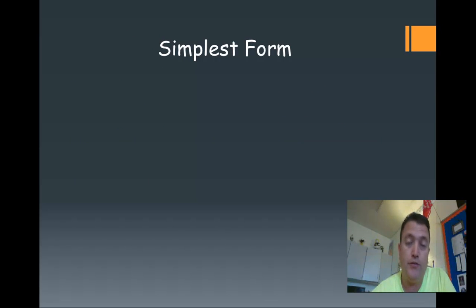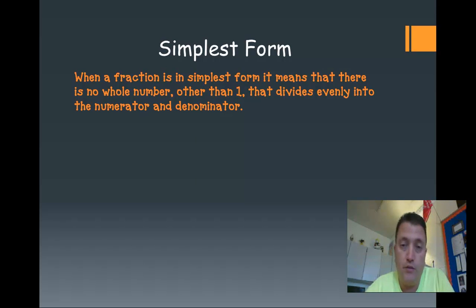Now we're going to talk about simplest form. Okay? When a fraction is in simplest form, it means that there is no whole number other than 1 that divides evenly into the numerator and denominator. So what does that mean? It means that when I reduce my fraction, if the fraction is as low as it can go, in simplest form, the only factor those two numbers will share will be 1.